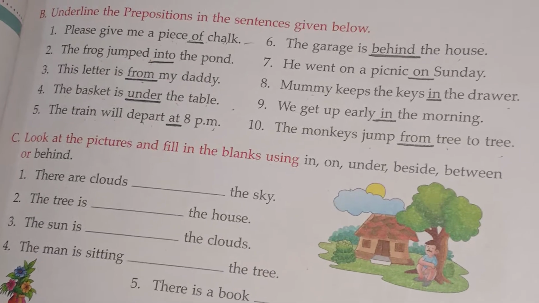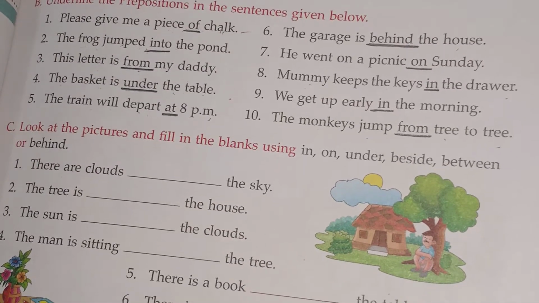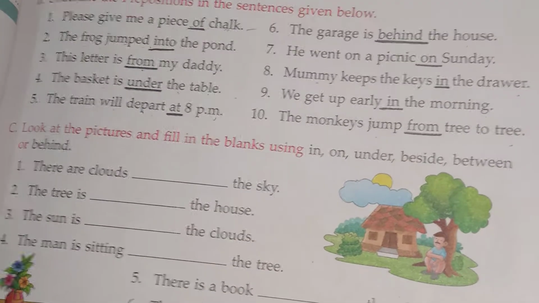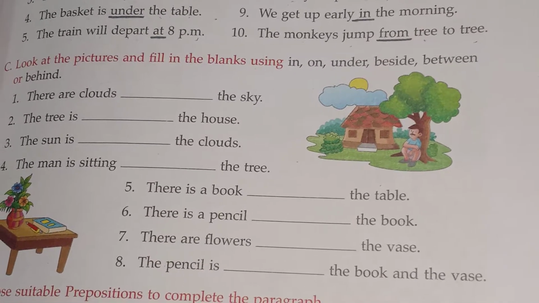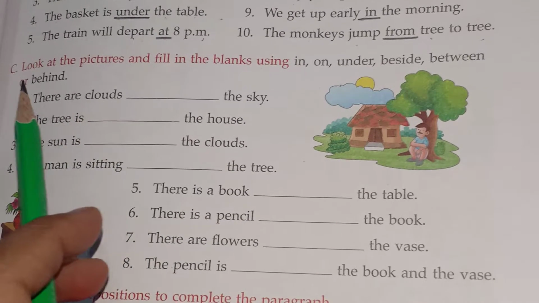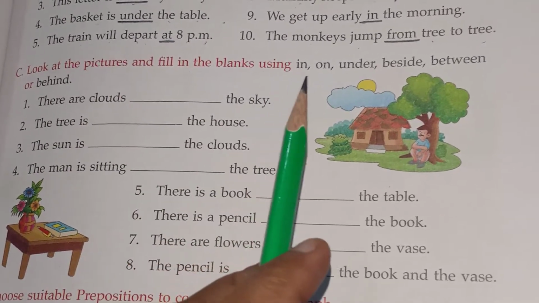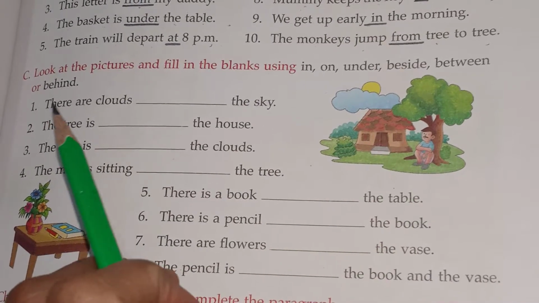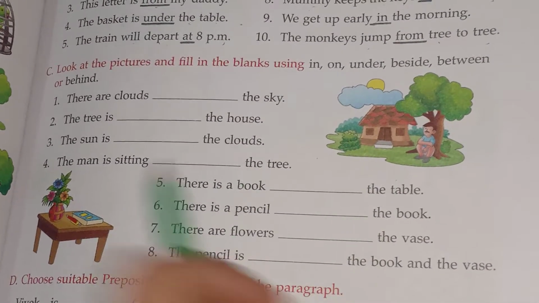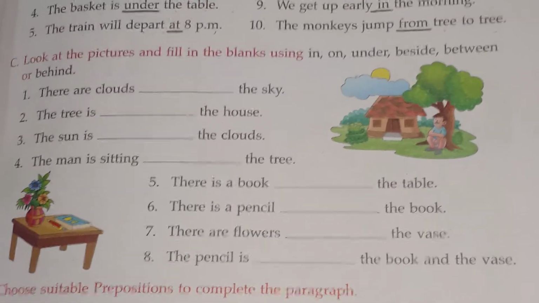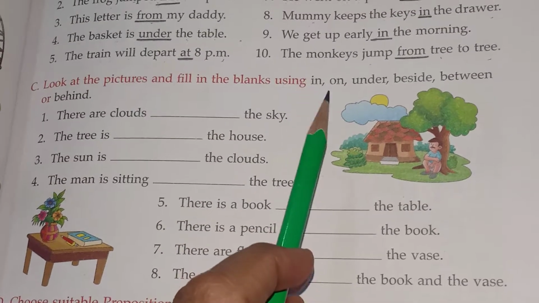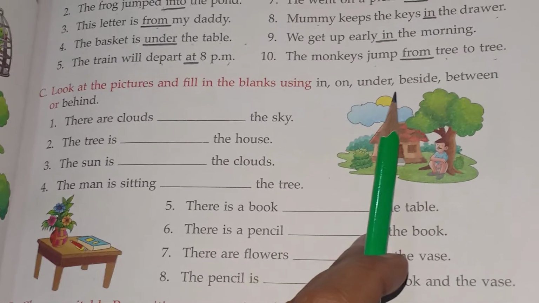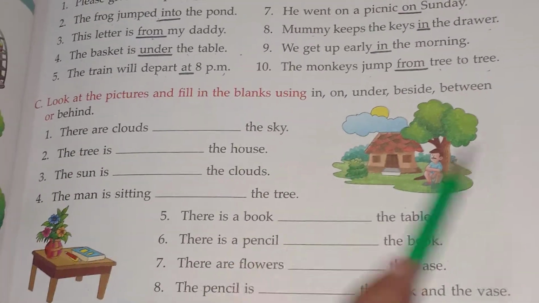So children, I hope you all have understood the second exercise. Is that all clear to you all, children? Now moving forward to our part C, that is the C exercise, the third exercise. In this exercise, you have to look at the pictures and fill in the blanks using in, on, under, beside, between or behind. आपको ये दो pictures दी गई हैं. And then you have to fill in the blanks in these 8 sentences in which you have to use these prepositions only: in, on, under, beside, between or behind. You have to use these words only.